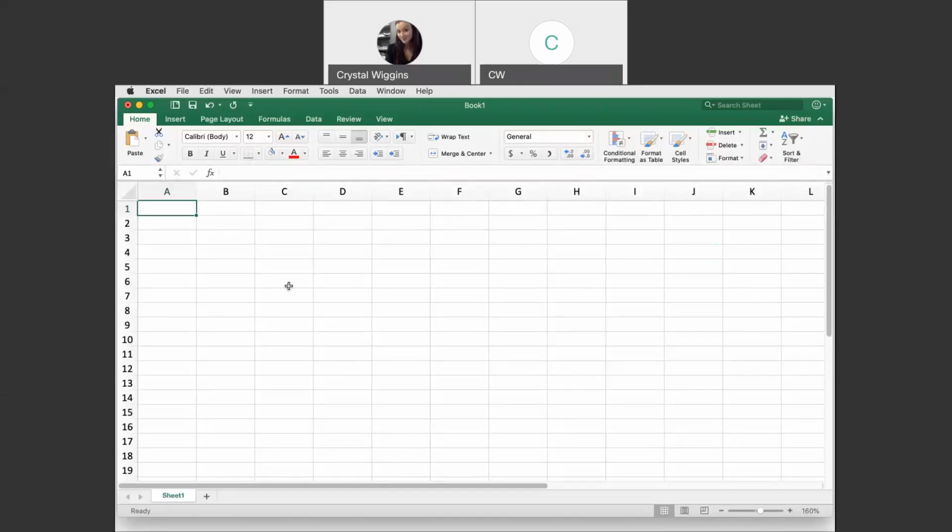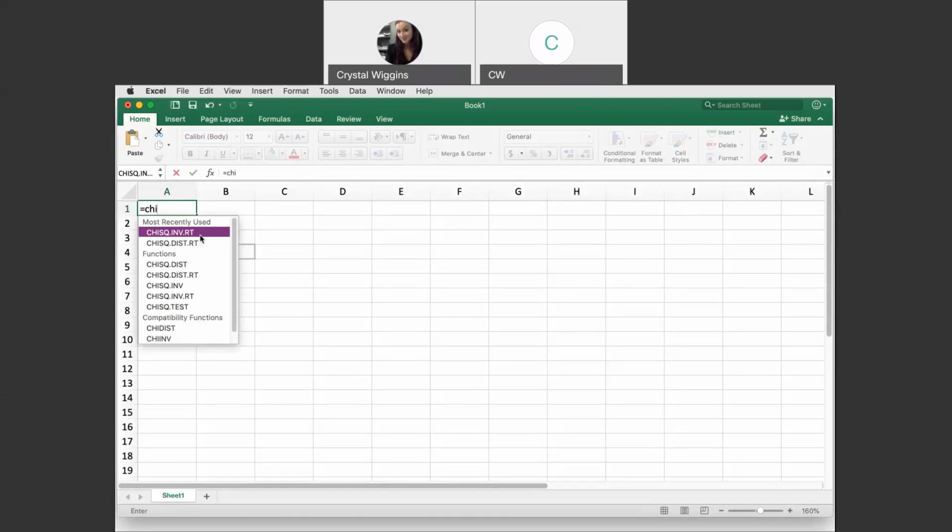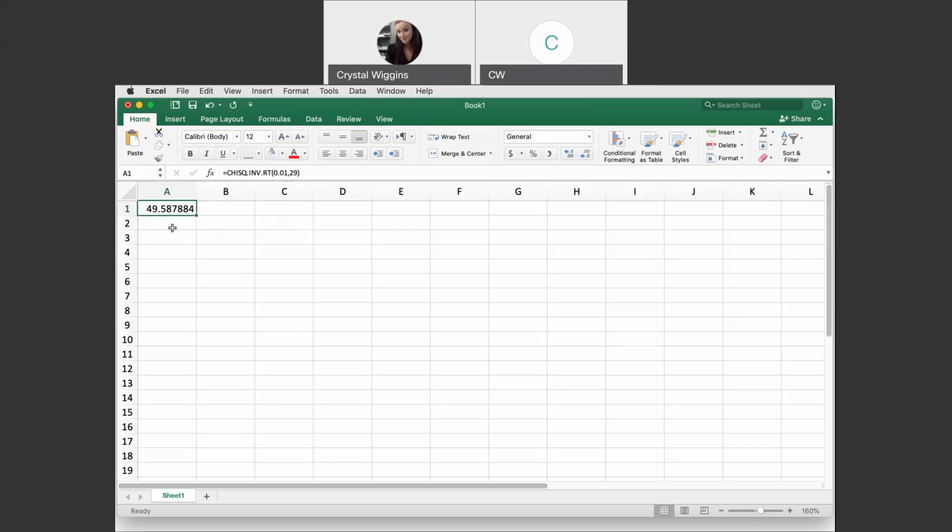So it's as simple as doing equals, start typing chi. You're going to want to select the chi-inverse right-tailed function, again, because we're doing a right-tailed test, and we are trying to find the critical value. It tells me to put the probability in, which was alpha, set at 0.01. And then it tells me to put in the degrees of freedom, which is the sample size 30 minus 1, giving us 29. And then I hit enter. So my critical value is 49.59 if I were to round.